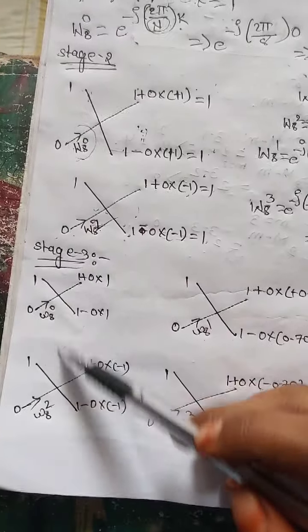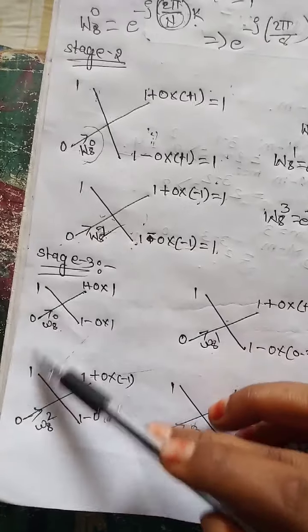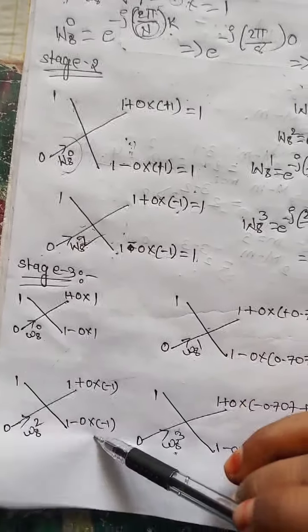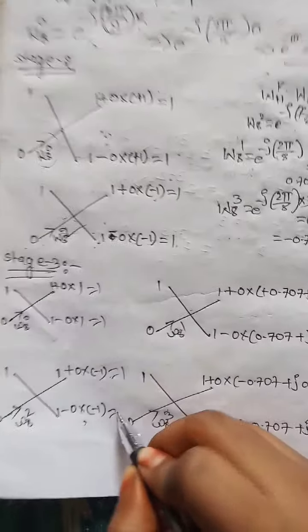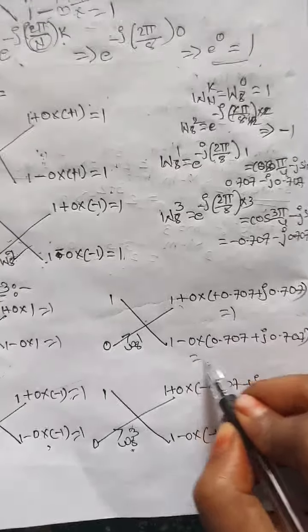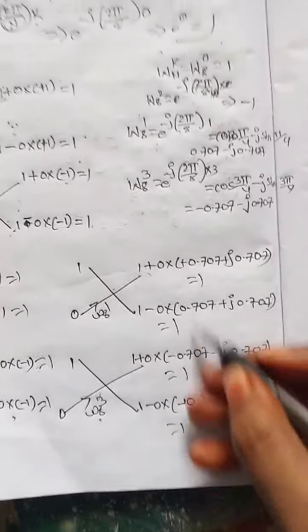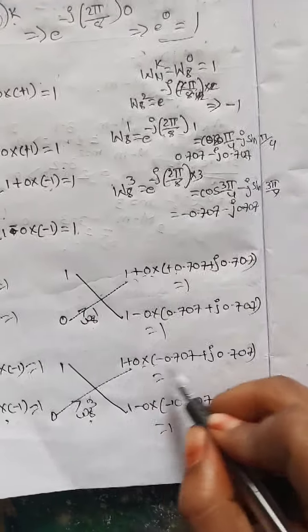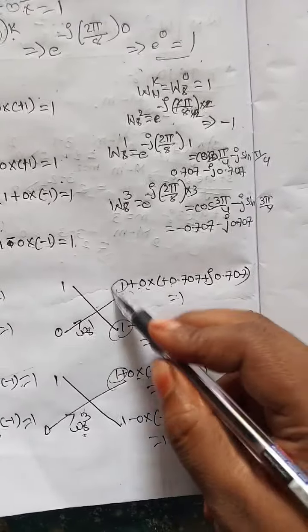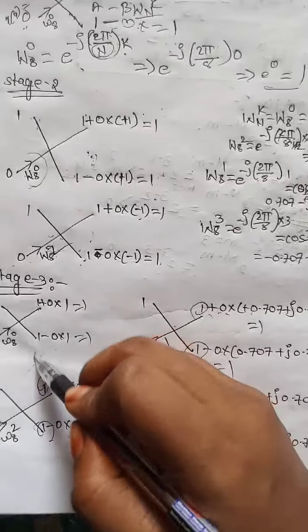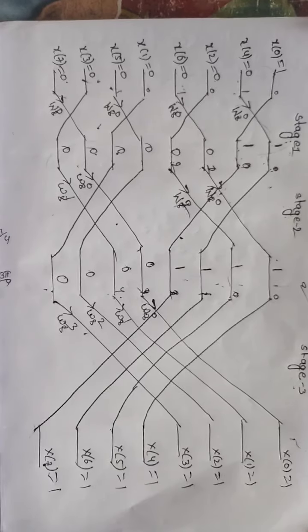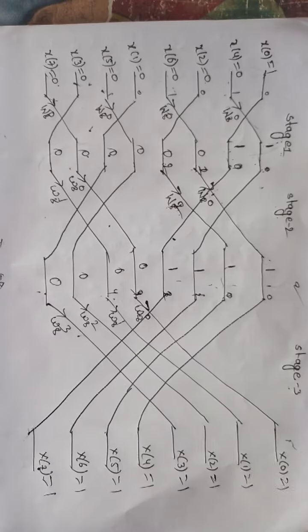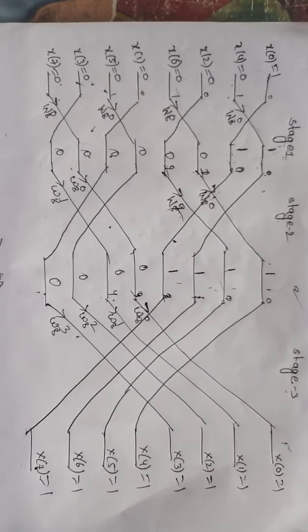See here, these are the butterflies and these are the inputs, and here the outputs are all 1. These are also 1 because these are multiplied with 0, so only one term will remain, that is 1. So that's why we got the output as 1. So this is the butterfly structure, how we are getting outputs from the inputs.